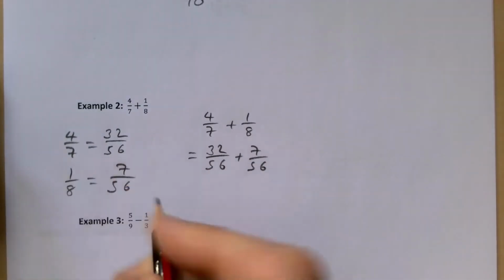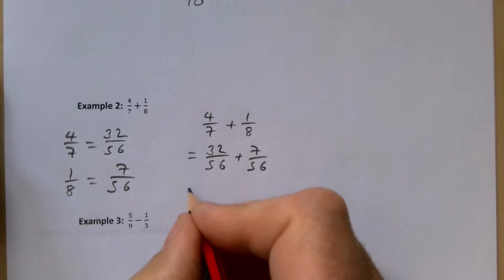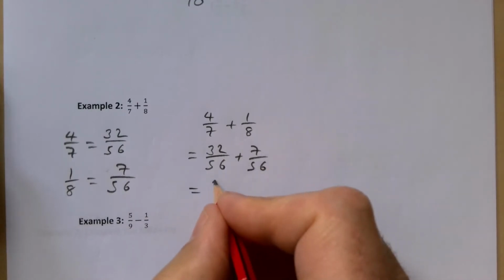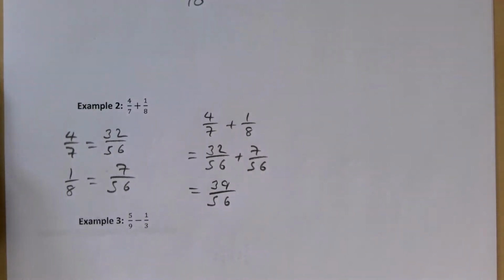I've done the working out up here. We don't need this bit of working out, but I just think it kind of shows where it comes from. 32 plus 7, so 39 over 56 is our answer to that one.